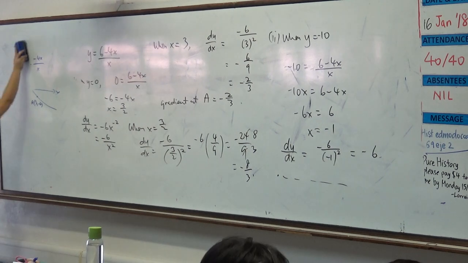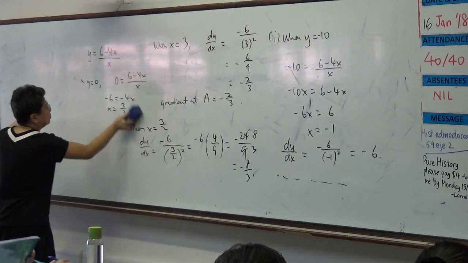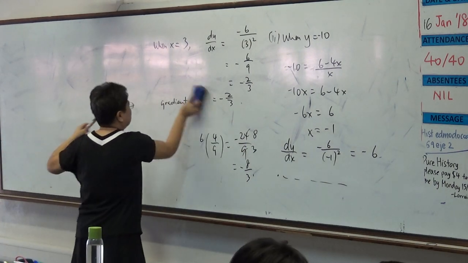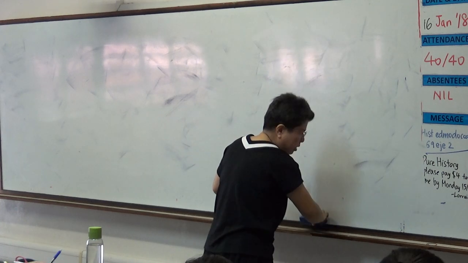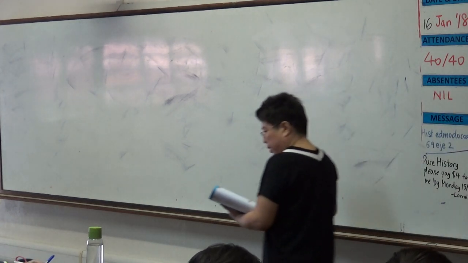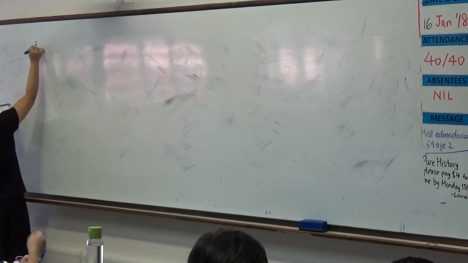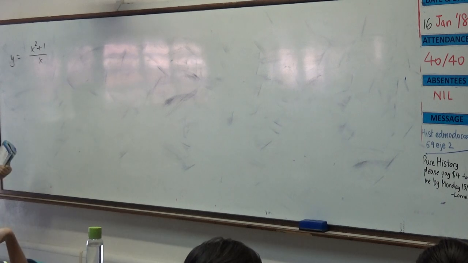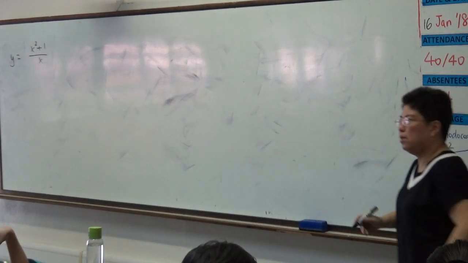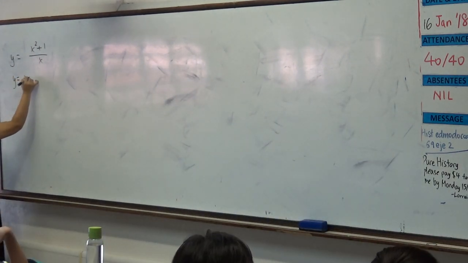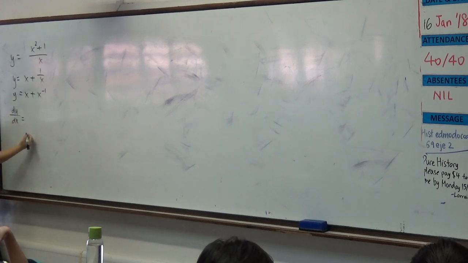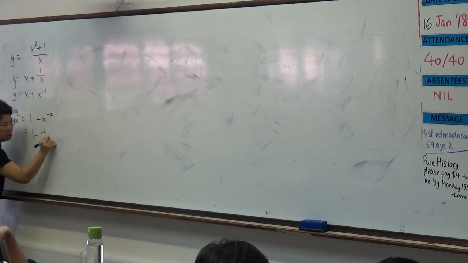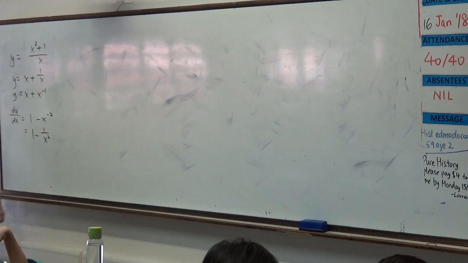Read the question again. Okay, let's take a look at the question. Example 7. Part 1. Differentiate x squared plus 1 over x with respect to x. Now, I always like to put y like that. Everybody okay? Alright, now, don't differentiate yet. y equals x plus 1 over x, right? Which means it's x plus x to the power of negative 1, right? So what's my dy/dx? 1 minus x to the power of negative 2, right? So what is this? 1 minus 1 over x squared. Everybody clear?